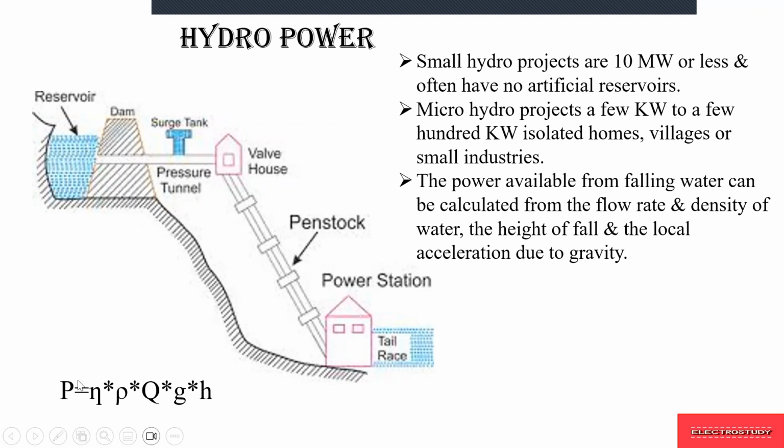Power is calculated in terms of watts. Eta is the efficiency of the turbine, rho is the density of water, which is kilogram per meter cube, and Q is the flow of the water, which is measured in meter cube per second. g is the acceleration due to gravity. H is the height difference between the inlet and the outlet pipe. This is how power can be generated from a hydropower plant.